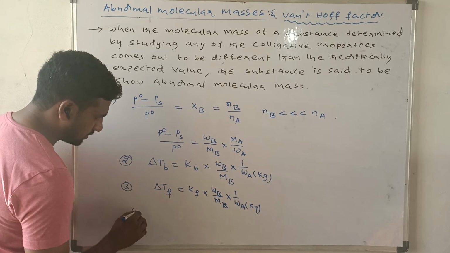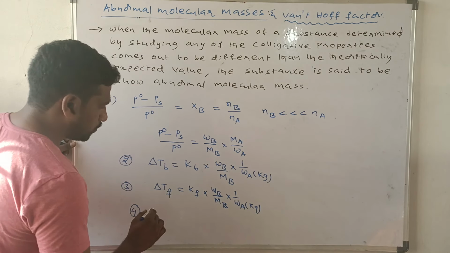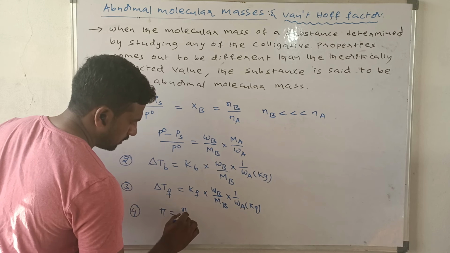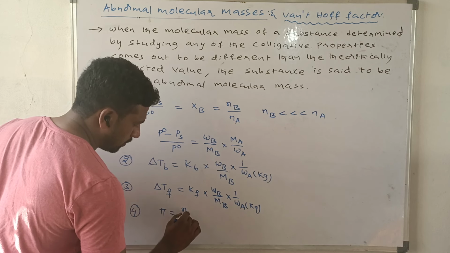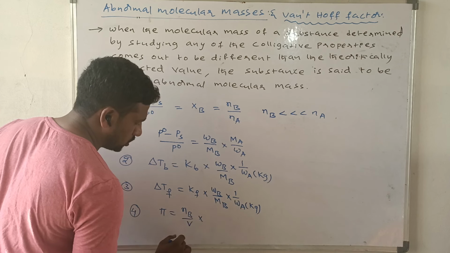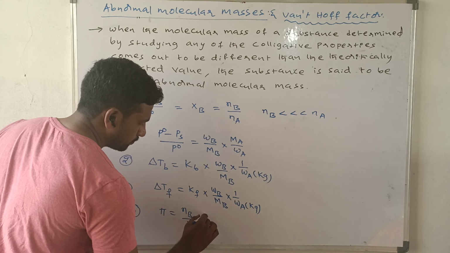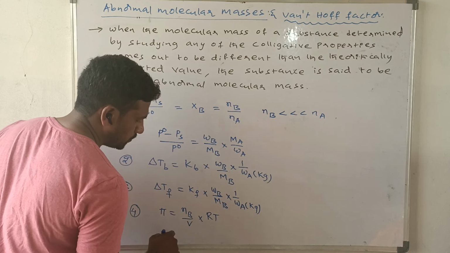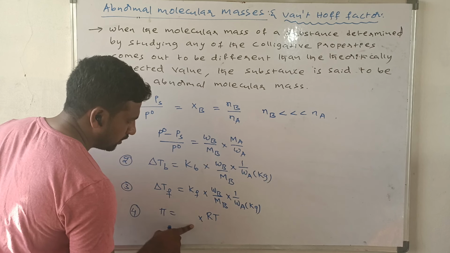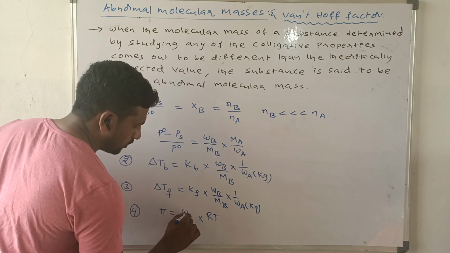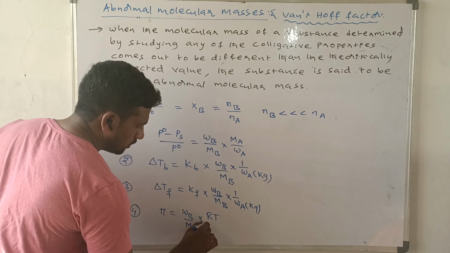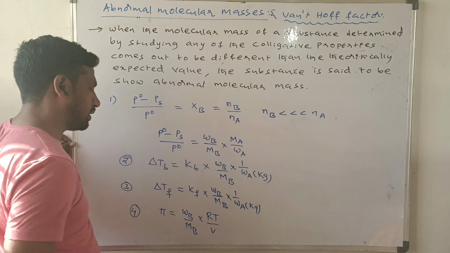Another one is osmotic pressure. Osmotic pressure pi equals n by V, the number of moles of the solute by the volume of the solution, into RT. In another way, the number of moles of the solute can be written as weight of the solute by molecular mass of the solute, into RT by V.